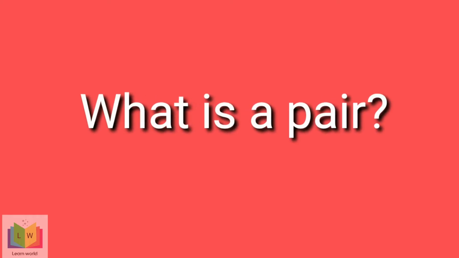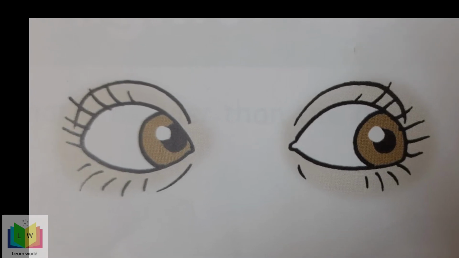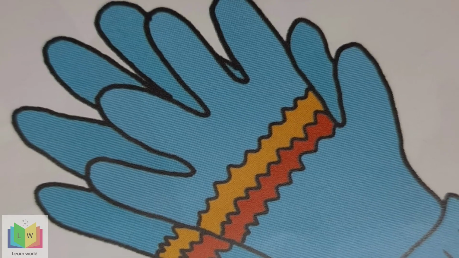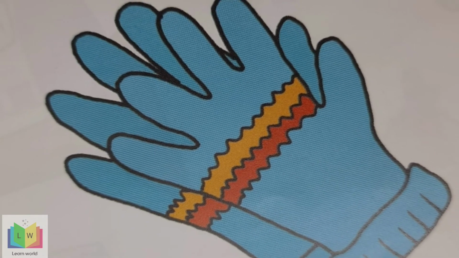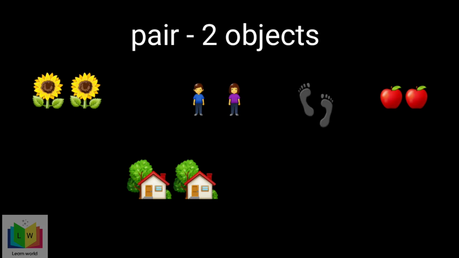Now let's check out what is a pair. Pair means it contains two objects or two things, like two eyes, two shoes and two gloves. So these are a few examples for a pair: a pair of apples, a pair of houses, a pair of balls. Pair is a word which we can divide into two objects equally. A pair consists of two things.